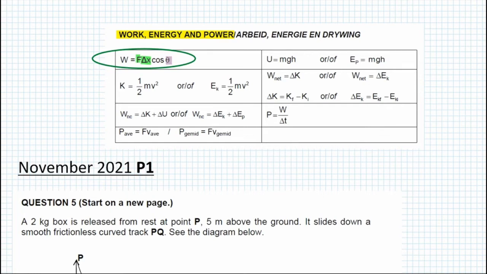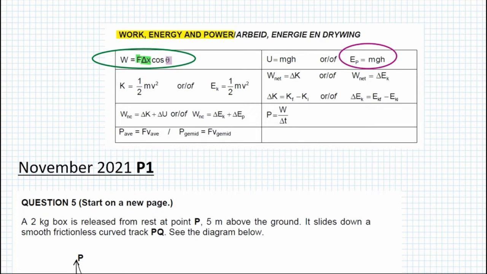Then on the same formula sheet, you're going to see a formula that we can use to calculate the gravitational potential energy. Often in this video, you're going to hear me referring to this simply as potential energy, but please understand that I'm speaking specifically about the gravitational potential energy, the energy that an object has because of its height above the surface.